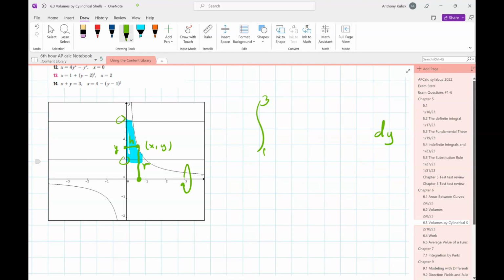All right. So what, yes, go ahead. Well, why is the radius all the way down there if it's only from 1 to 3?